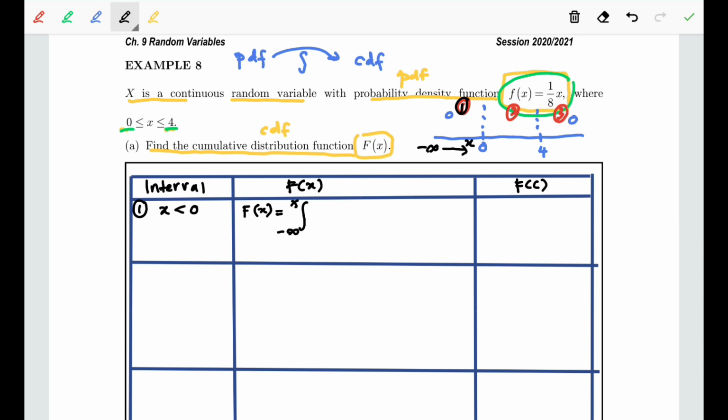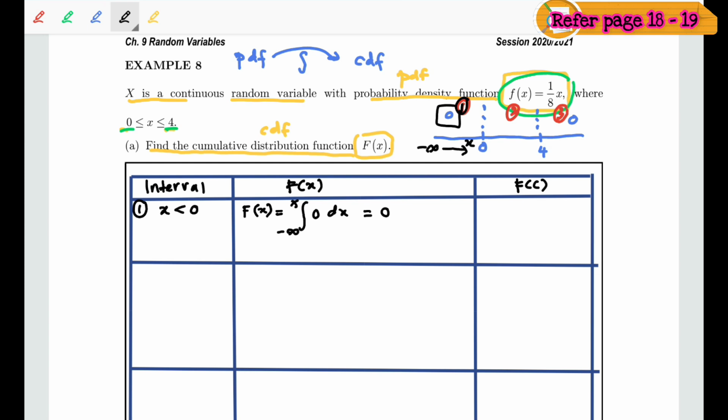It should be until x. So what is the function that needs to be integrated here? It should be 0, because this is the area where the function is 0. This is a 0 function. So we are going to integrate 0, and so we get the 0 function for the first interval.